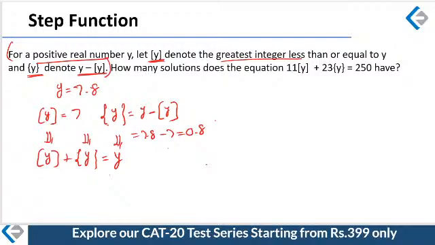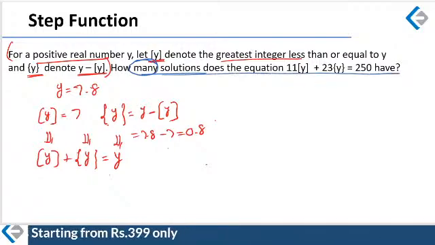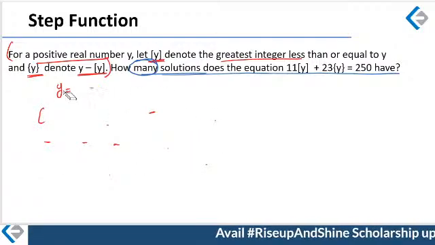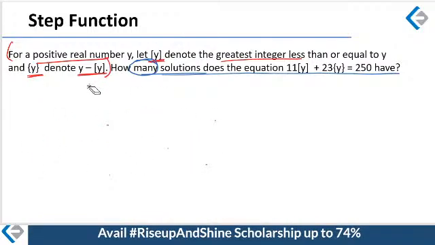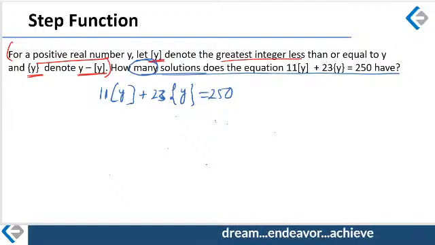Second, from here: how many solutions does this particular equation have? Having understood this, let's take a look. What is given to me? 11 times the integral part of y, listen very carefully, plus 23 times the fraction part of y should be equal to 250. I want to understand how many values y can take. That's the whole idea of this particular question.